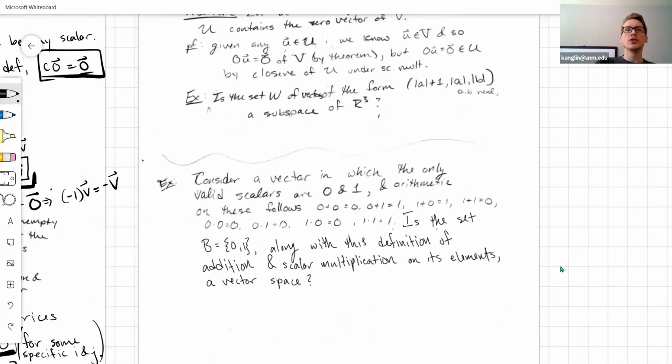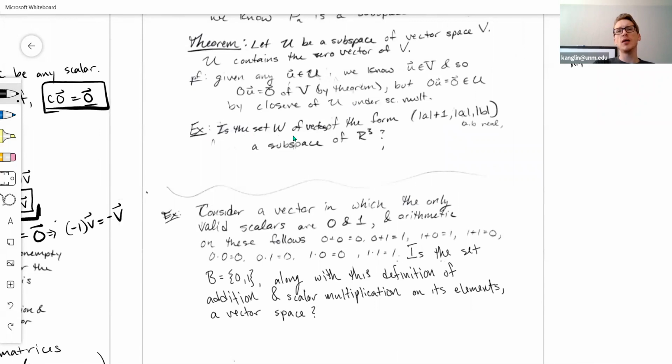Okay. So let's look at this example up here. Is the set W of vectors of the form absolute value of A plus 1, absolute value of A, absolute value of B, where A and B are some real numbers, doesn't matter what they are, so long as it is of this form for some A and B real, is that set a subspace of R3? Now certainly it's a subset of R3. Everything of this form, absolute value of A plus 1, absolute value of A, and absolute value of B, those are all real numbers. So this is in R3. But is it a subspace of R3?